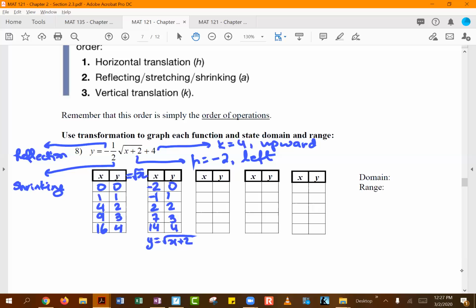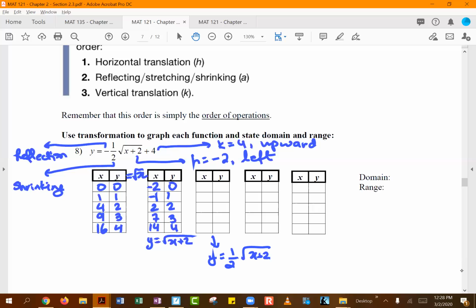Now for the reflecting, the stretching, and the shrinking, do we keep that x plus 2? Yes, now you've already moved it to the left, so you have to keep that. And then you can bring in either the shrinking or the reflection. Since they're at the same level, what do you want to do first? Shrinking? Okay, so the shrinking, and that's coming from y equals 1/2 square root of x plus 2.